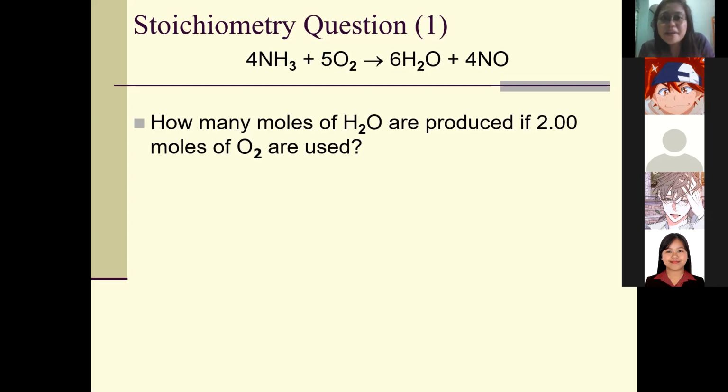The question: how many moles of water are produced if 2 moles of oxygen are used? Because not all the time will the 5 moles of oxygen be present in your reaction. So there will be times that it falls short. For example, the available moles of oxygen is only 2 moles instead of 5. So the question now is how much water will be produced if you only use 2 moles of oxygen. That's the importance of stoichiometry. Can you follow?